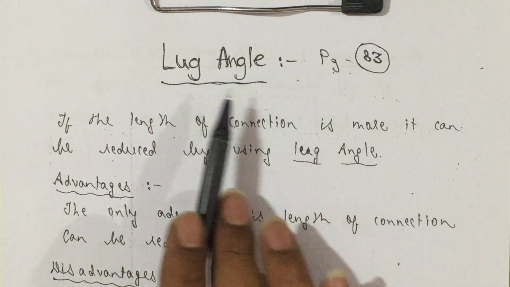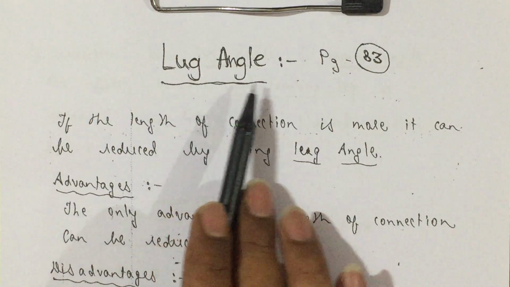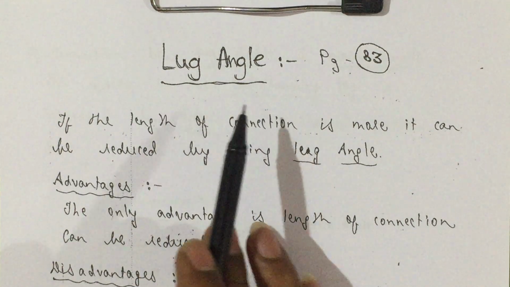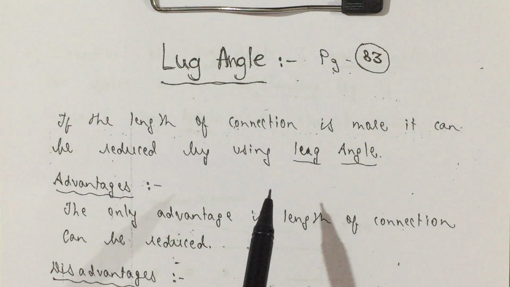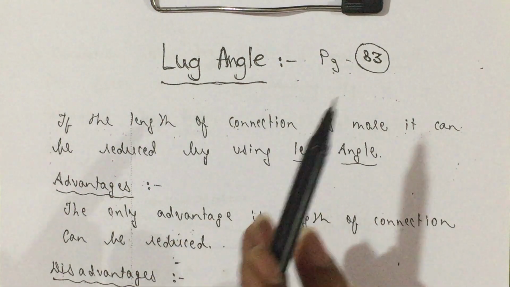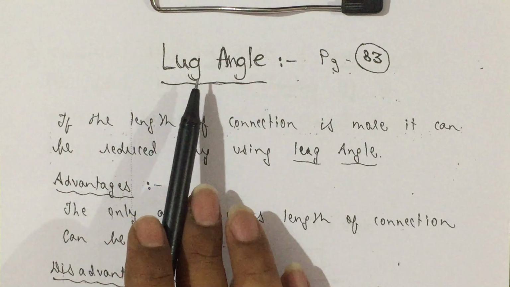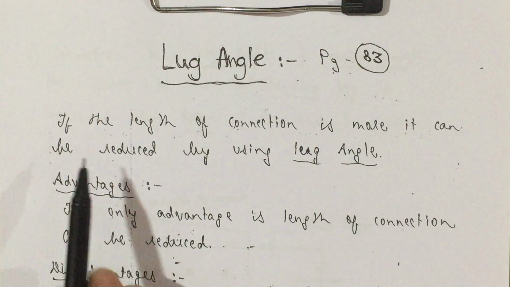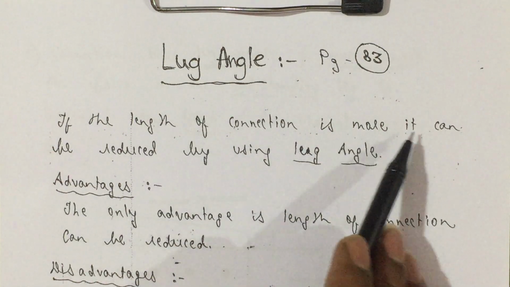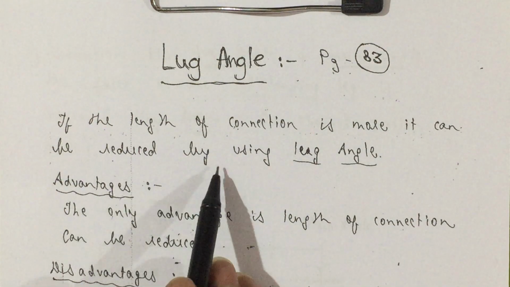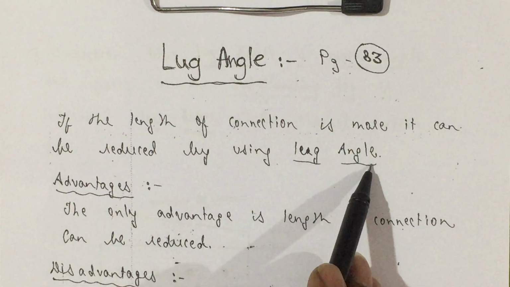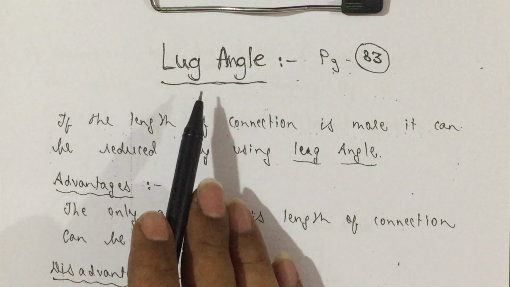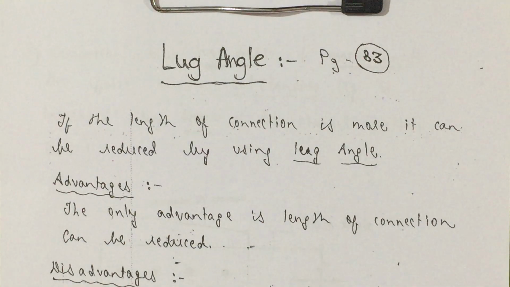This session is regarding type 3 problems, that is design of lug angles. Before going to that, let us learn the concept regarding the lug angles. You may come across this word for the first time. What do you mean by lug angle then? If the length of the connection is more, it can be reduced by using lug angles. It is a type of angle. By using this one, we can reduce the length of the connection.